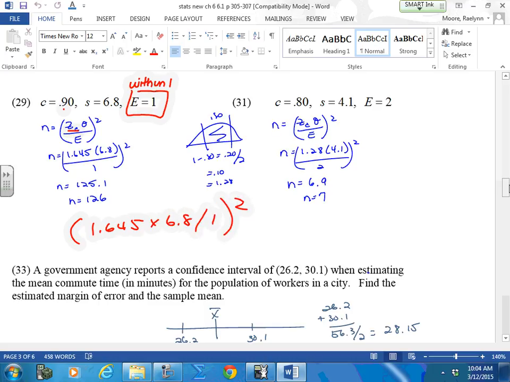Just run it like that. You don't even need an extra set of parentheses. Just make sure the whole thing gets squared. Yeah, I forgot this one. Square. Round it up. Same thing for the other one. Okay?